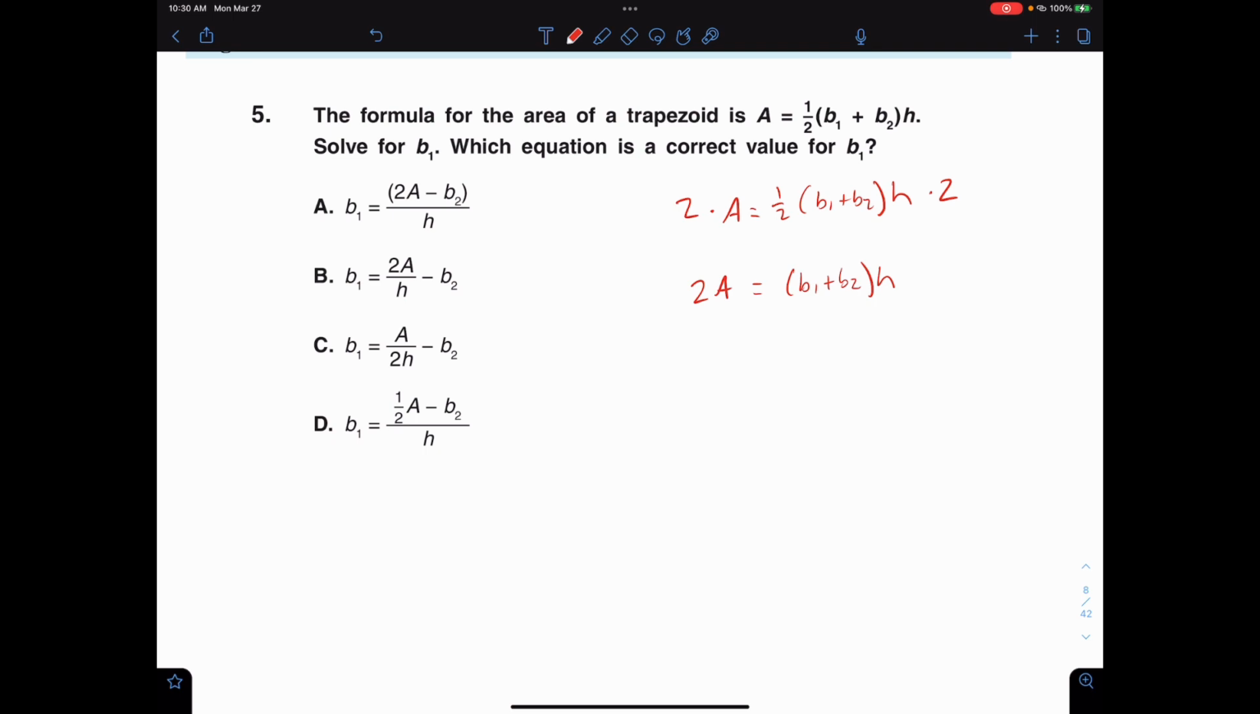Then the second to final step is I divide both sides by H. So I have 2a over H. These cross out, so I'm left with B1 plus B2. And my final step, 2a over H minus B2 equals B1, because I subtracted B2 to the other side. So it's going to be B.